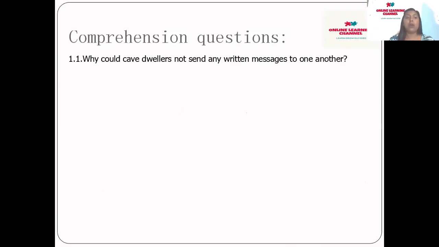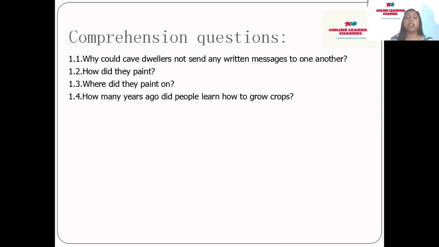Number 1. Why could cave dwellers not send any written messages to one another? So there's cave dwellers there. You need to read the story, you need to answer. How did they paint? Where did they paint on? So somewhere in the story, the cave dwellers were painting. By the looks of the pictures, I'm sure we can put 1 and 2 together and understand what they're talking about. How many years ago did people learn how to grow crops? So somewhere in the story, people were growing crops. How many years ago did this happen?